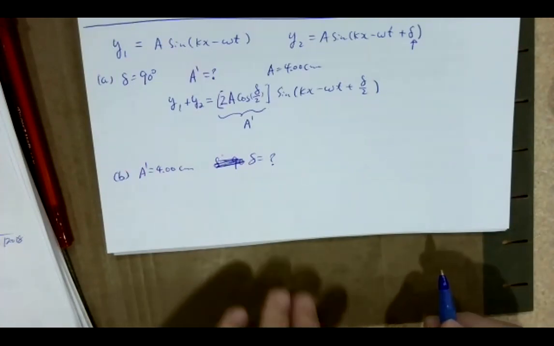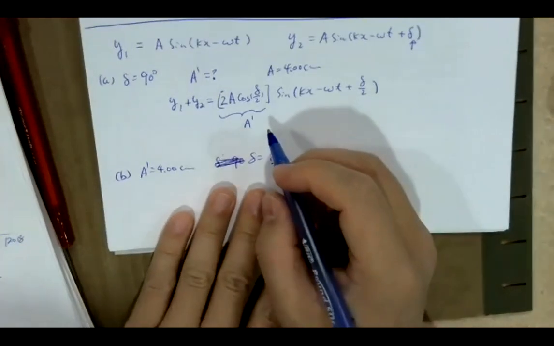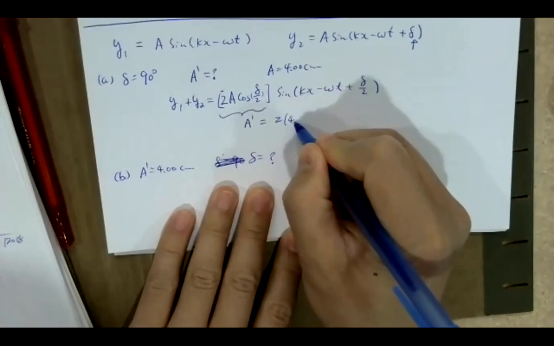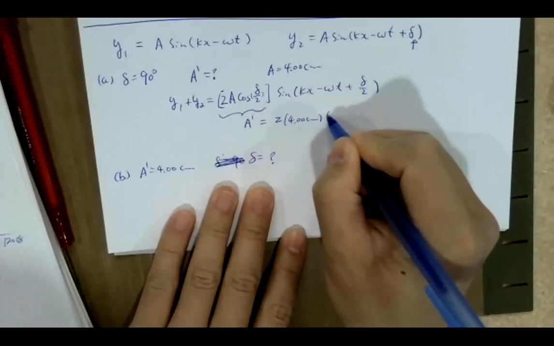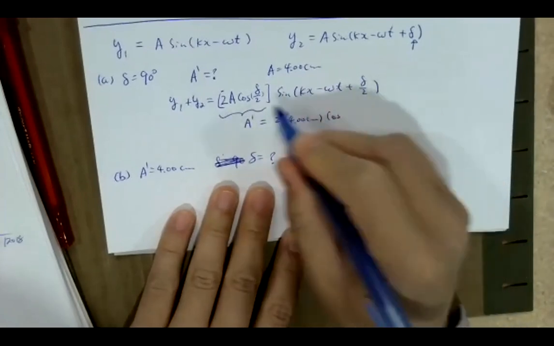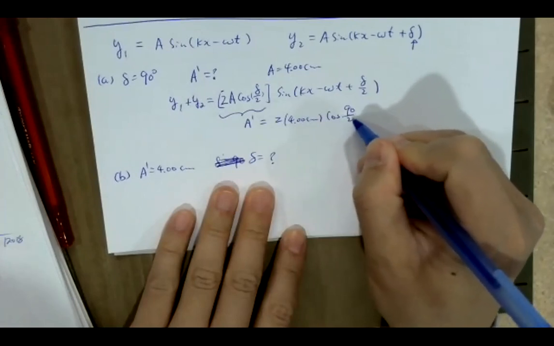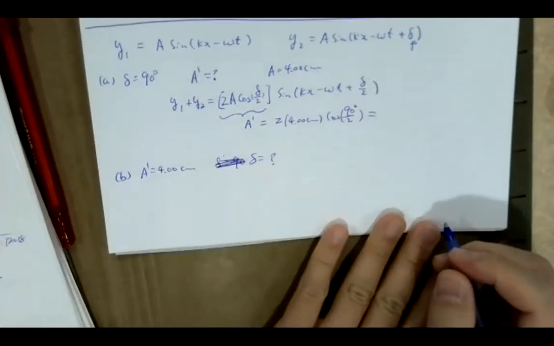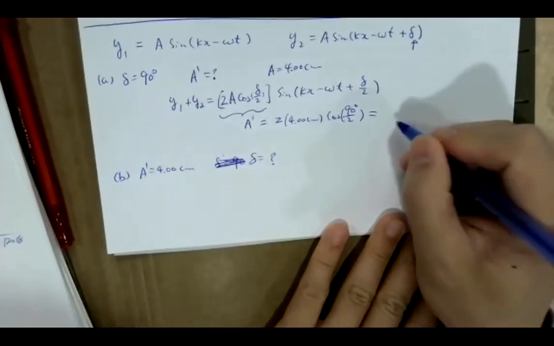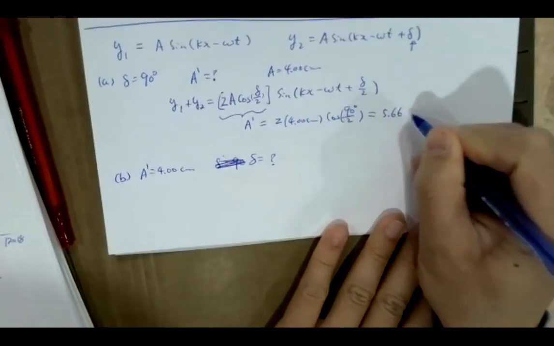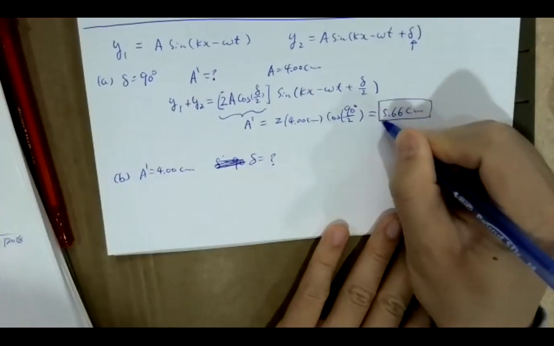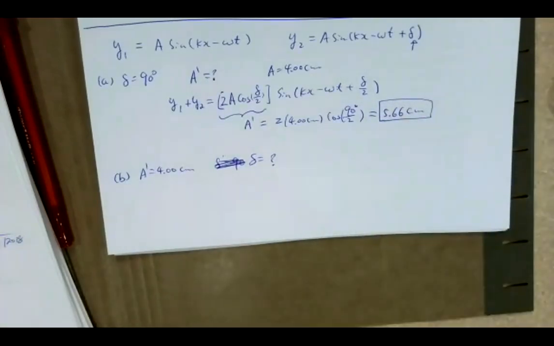All right, so let's take a look here. So for the new amplitude A prime, this is 2 times A, 2 times 4.00 centimeter times cosine of your delta, which is 90 divided by 2. That's in degrees. So you plug in your numbers in your calculator, it's going to tell you it's 5.66 centimeter. So that's your new amplitude if they differ by 90 degrees.